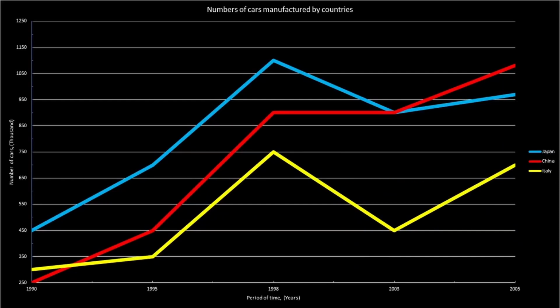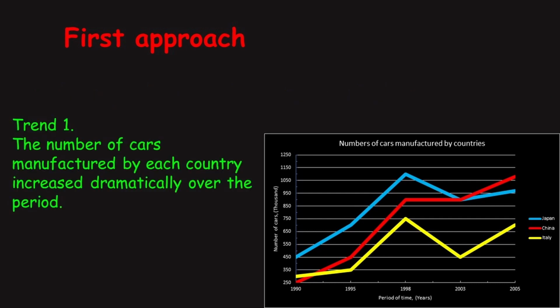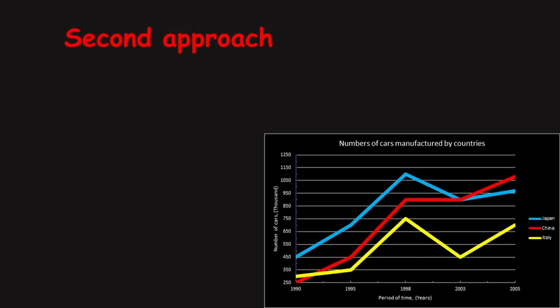Let us look at the line graph from the task. As we can see from the graph, all 3 lines have a pretty similar pattern. This will be our first trend. The number of cars manufactured by each country increased dramatically over the period. To identify the second trend, we will use the second approach. The second approach is acceptable if all lines follow a seemingly similar pattern.